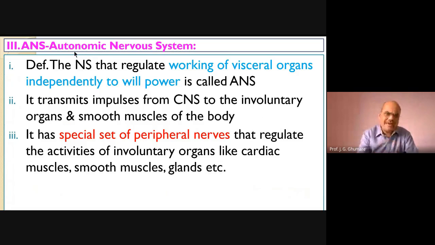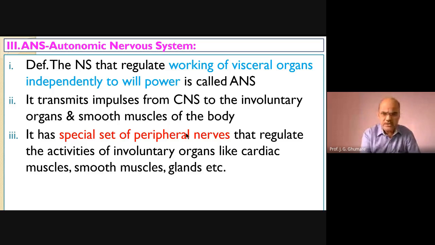This is called the autonomous or autonomic nervous system. It is the nervous system which regulates the working of visceral organs, independent of our willpower. So many organs are there in the body. They work automatically, and whatever nerves are supplied to these organs will constitute the autonomic nervous system. Simply we call it ANS. Remember, it transmits the impulse from the CNS to the involuntary organs or smooth muscles of the body autonomically, not under the proper control of our body.